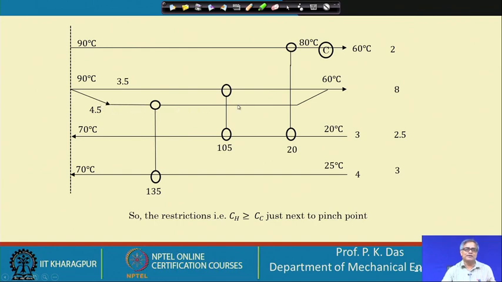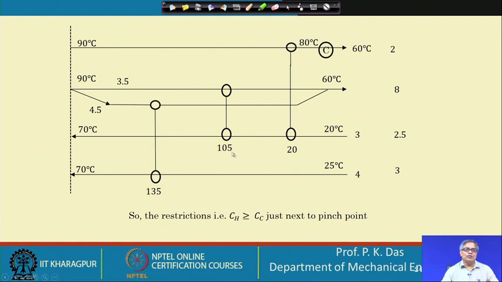So, we have split it, and near the pinch point we will have some sort of a matching between the hot stream and the cold stream. With that, we can tick off cold stream number 4 totally. The total heating requirement of the cold stream from 25 degree Celsius to 70 degree Celsius with a heat capacity rate of 3, that I can satisfy.